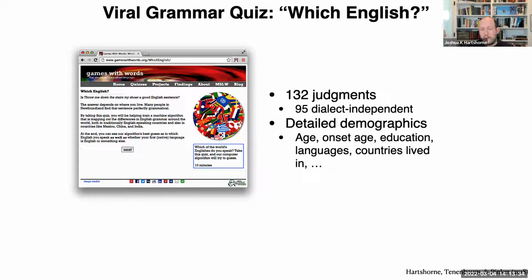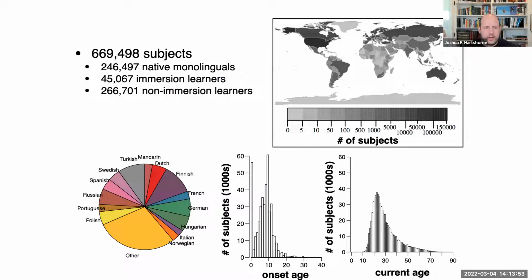This is actually a confound that I suspect a lot of prior studies have had, which is often when you're looking at L2 learners of English, they have been taught different varieties of English at different points in their life. And we got some detailed demographics. So in the initial paper, we had not quite 700,000 subjects, of which the most important ones are 250,000 native monolinguals. This does not mean that they didn't learn a second language sometime later in life, but when they were little, they were only learning English.